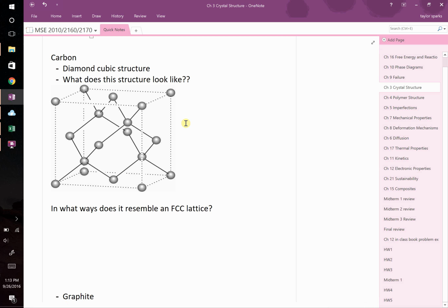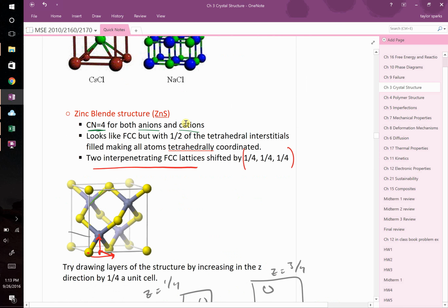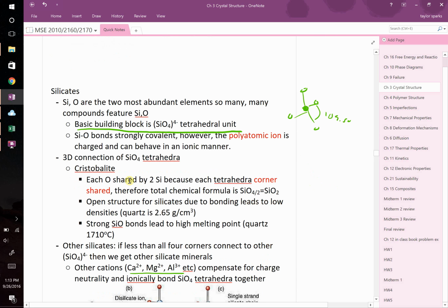It looks like 2 interpenetrating FCCs, right? But what other structure does it look like? It looks a whole lot like the one that we just sketched. This one, the zinc blende, right? The only catch is that zinc blende had both zinc and sulfur atoms, right? So 2 different atoms, anion and cation. Carbon just has the same.